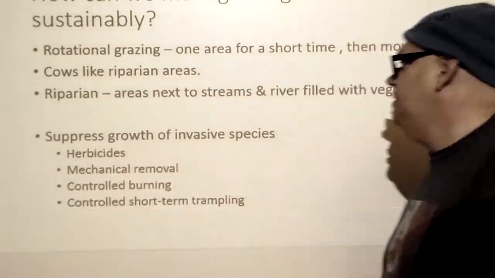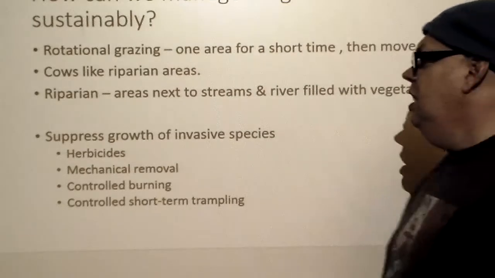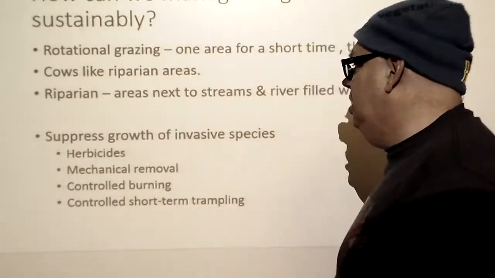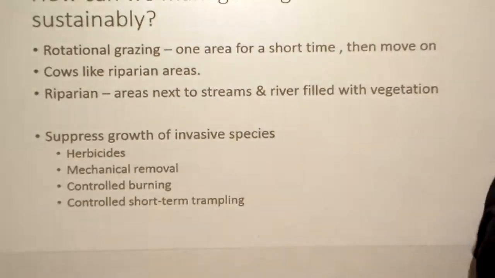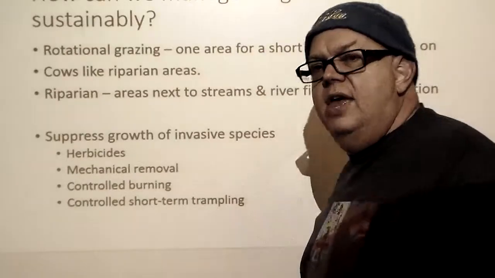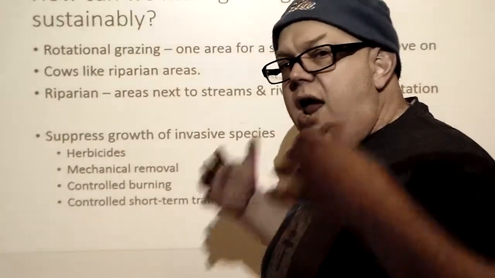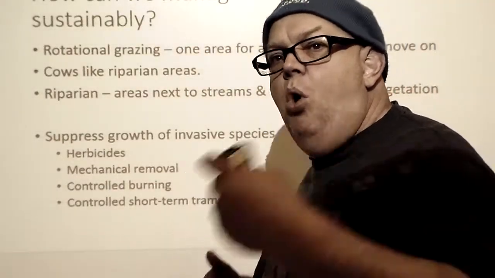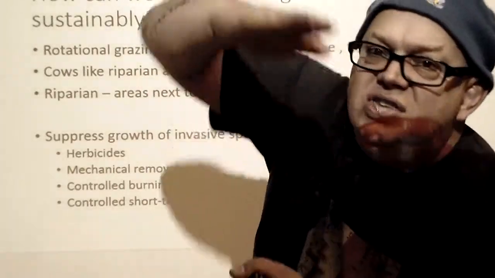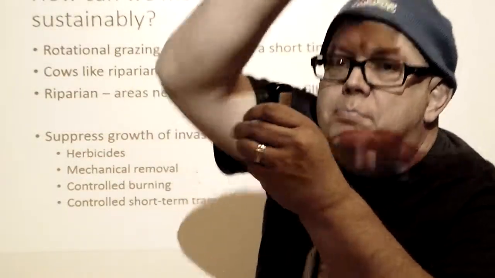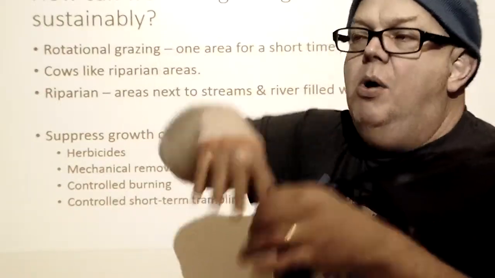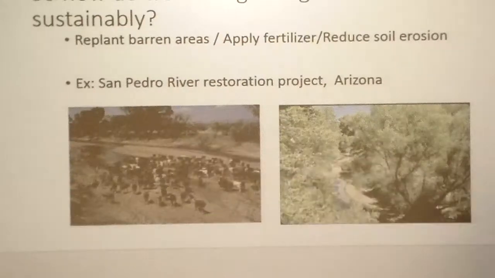We talked about suppressing the growth of invasive species, using things like herbicides, mechanical removal, controlled burning, controlled short-term trampling. Trampling has to do where you have a lot of animals that are in an area and you're letting them walk around. As they are walking around, they trample, they stamp, they pound plants into the ground. Like if this is a plant, they're pounding it into the ground. That's what we mean by trampling.